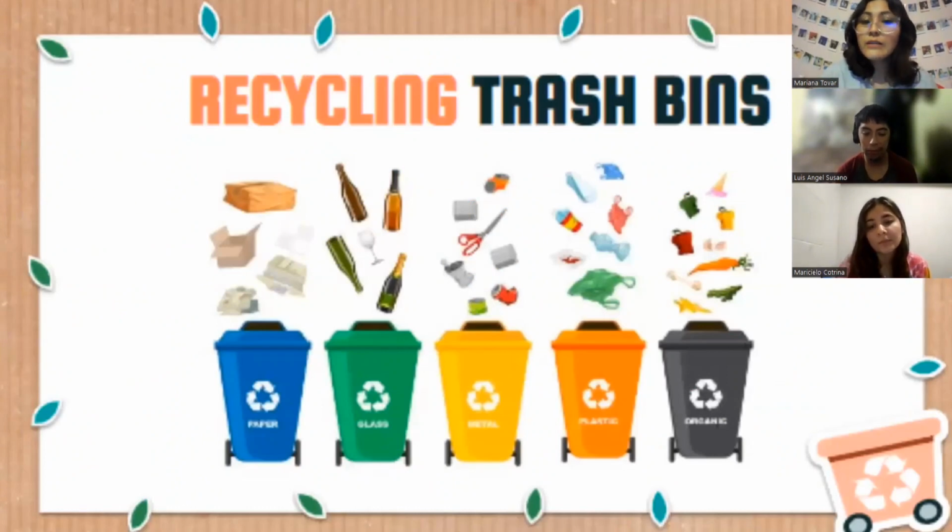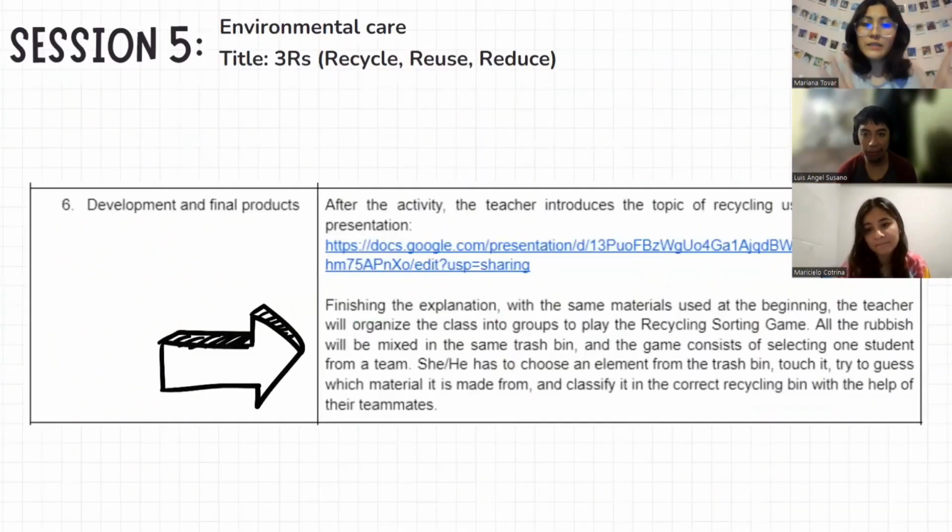As we can see here, there are 5 recycling trash bins. For example, the blue trash bin is for paper, the green trash bin is for glass, the yellow trash bin is for metal, the orange trash bin is for plastic, and the black one is for organic rubbish. After the teacher explains this, we continue with the other activity, called the recycling sorting game, that consists of the following.